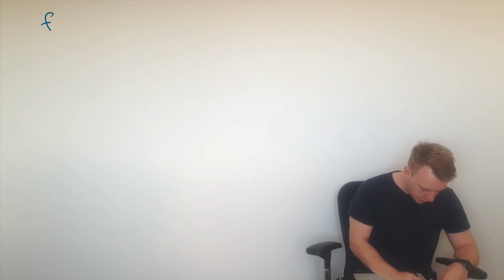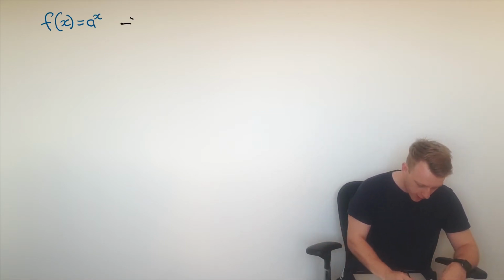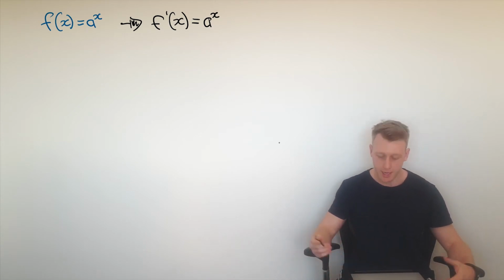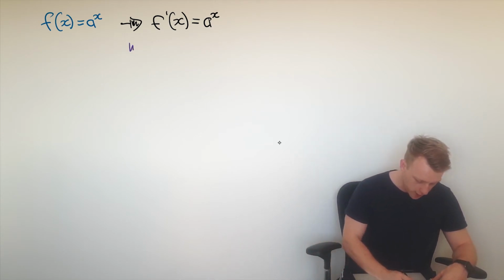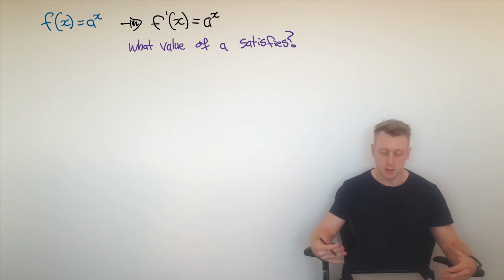Well, let's say I've got a function f of x being equal to a to the power of x, some base to the power of x, and what I would like to happen is that the derivative of this function is a to the x. That's what I want to happen. So really the question is, what value for a is going to satisfy this?